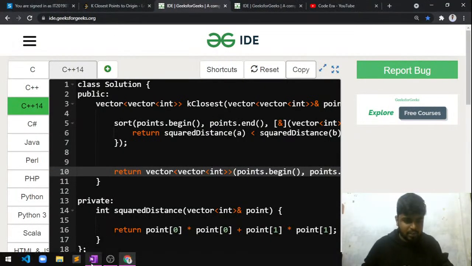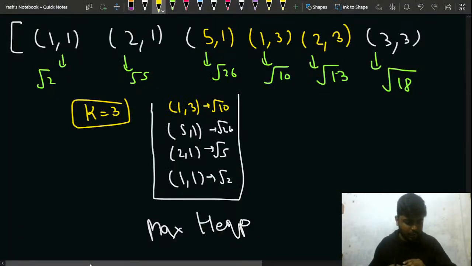Okay, so in this way you will be doing this. Now next up, you will insert the next element. What is the next element that you have inserted? You have inserted under root of 10, that is 1,3. So the number of elements is 4.